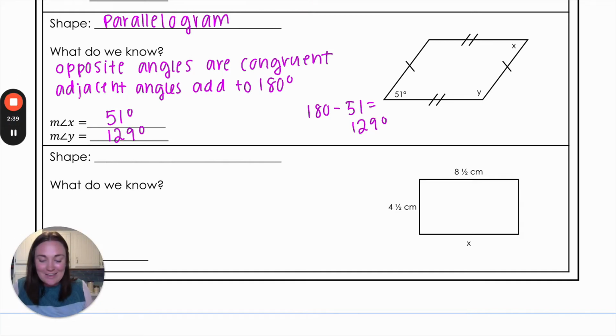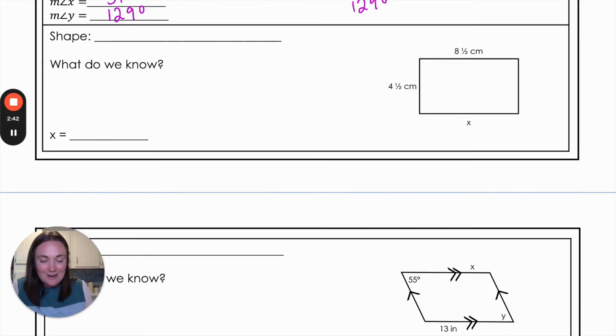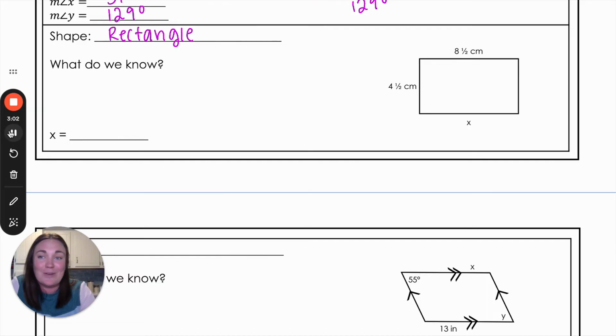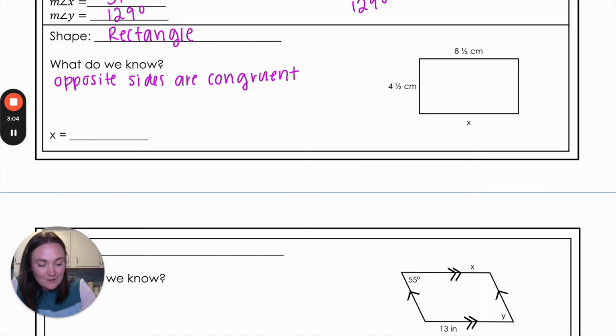All right, let's take a look at another one. So this shape right here we can see is a rectangle. We've got those opposite sides are equal, and we know those 90-degree angles are what make it a rectangle. And this time we're looking for a missing side length. So we know that rectangles are parallelograms, and we know that their opposite sides are always congruent. That means that if we are looking for x, the opposite side is 8.5. So that means that x also has to be 8.5 centimeters.